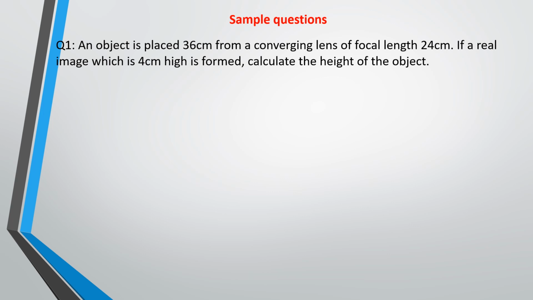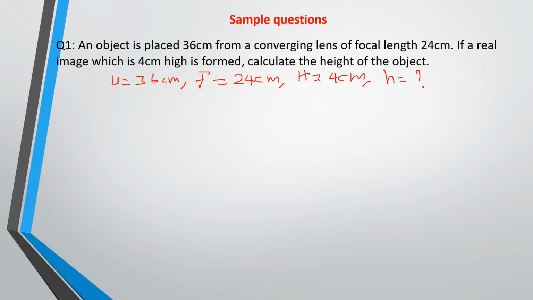So this is a sample question I want us to look at. An object is placed 36 centimeters from a converging lens of focal length 24 centimeters. If a real image which is 4 centimeters high is formed, calculate the height of the object. Okay, so in this particular question, u is given to us to be 36 centimeters. We are also given f to be 24 centimeters, and they give us the image height, which I will represent with capital H, to be 4 centimeters. Please pardon me, I'm representing the image height with capital H and the object height with small h. So this is unknown, and that's what we're looking for.